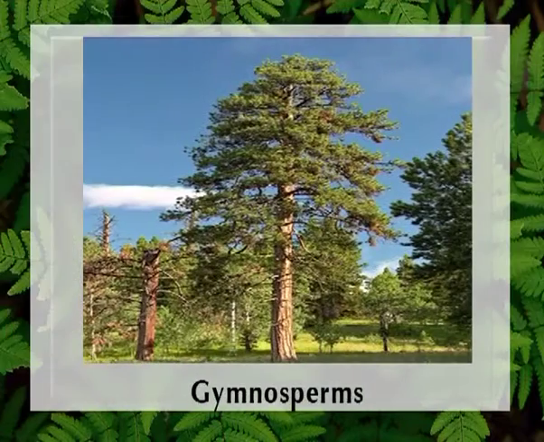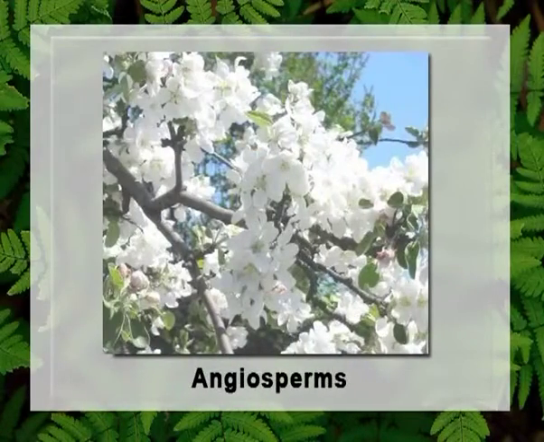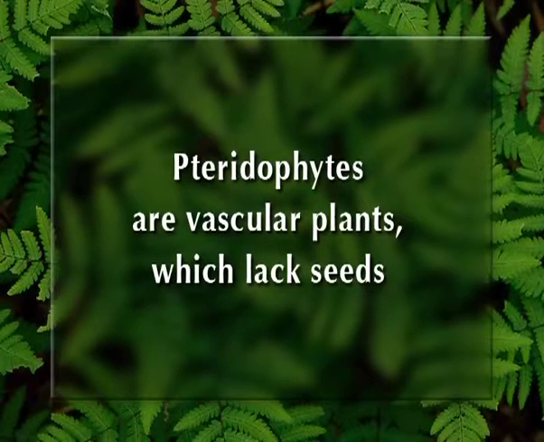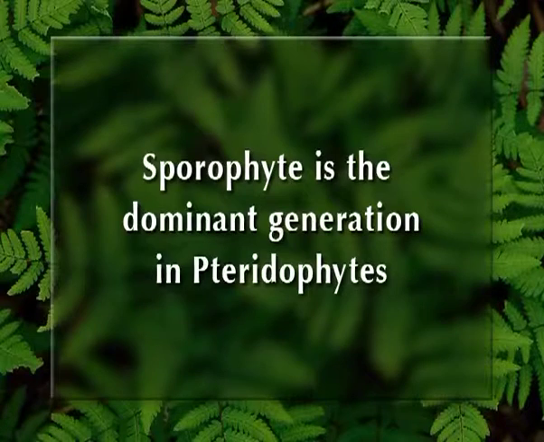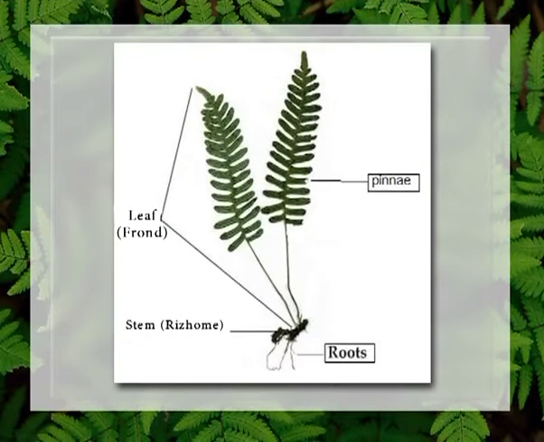pteridophytes, gymnosperms, and angiosperms. Pteridophytes, which is the topic of today's lecture, are the vascular plants which lack seeds. That means they are the land plants which do not produce seeds. Unlike bryophytes, which are non-vascular land plants, here in pteridophytes, the sporophyte is the dominant generation. The sporophytic plant body is well differentiated into a true root, stem, and leaves, which provides a system well suited to the demands of life on terrestrial land.